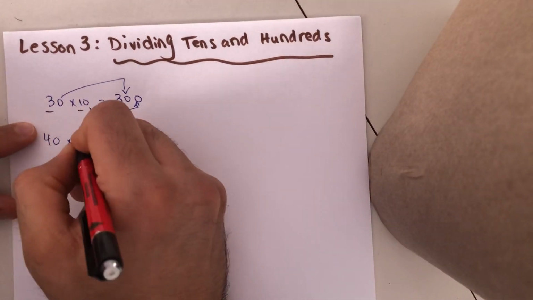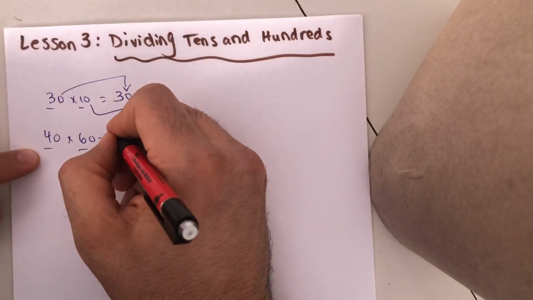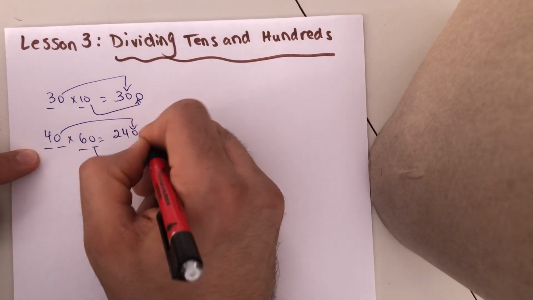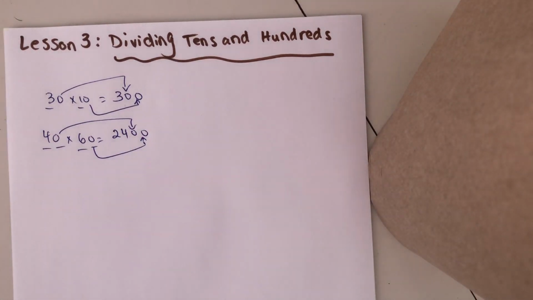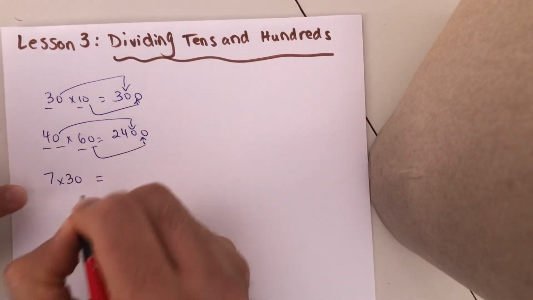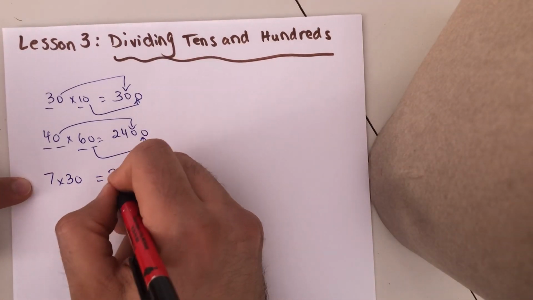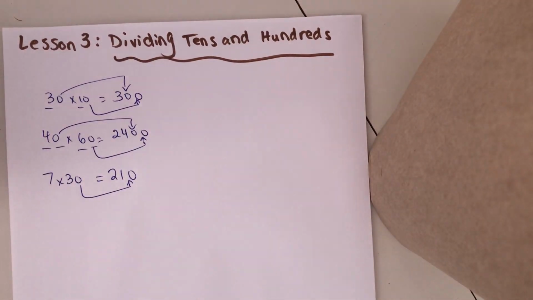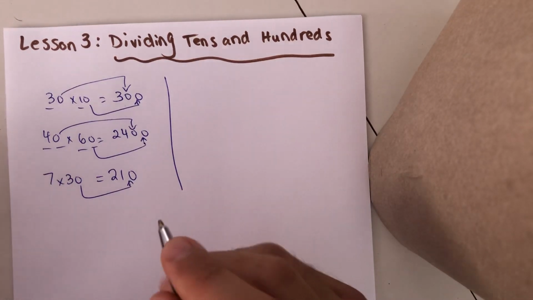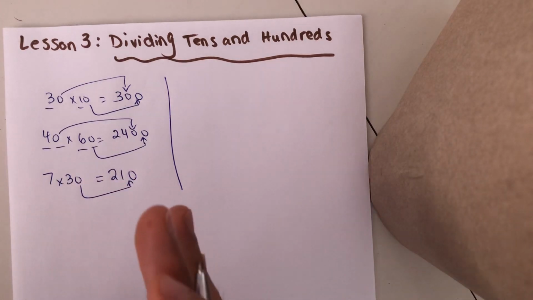Another example over here is 40 times 60 equals what? I'm going to multiply 4 times 6. 4 times 6 equals 24. Bring over 2 zeros that we have over here, and the answer is 2,400. Another example is 7 times 30 is equal to what? 7 times 3 equals 21. And I bring over the 1 zero that we have, and the answer is equal to 210.